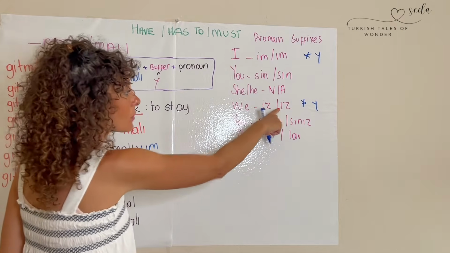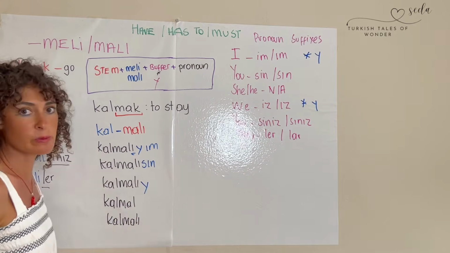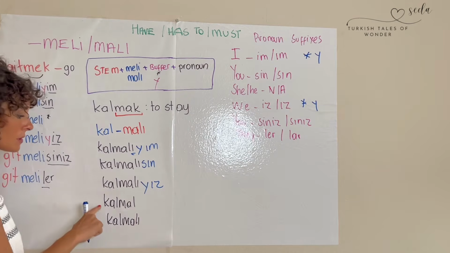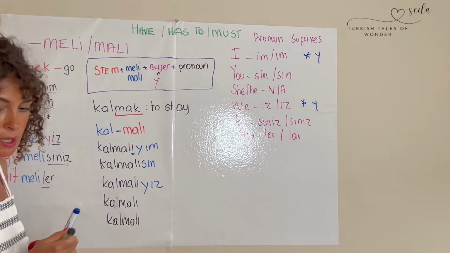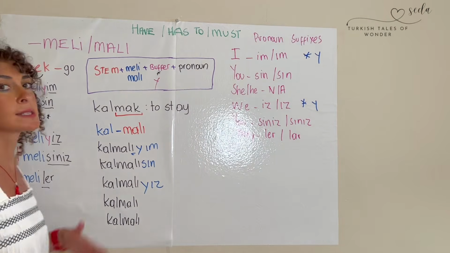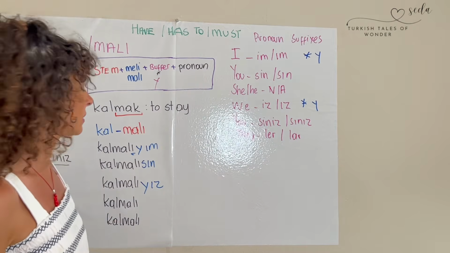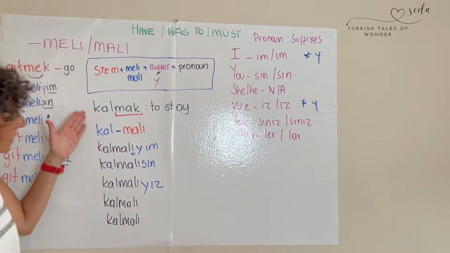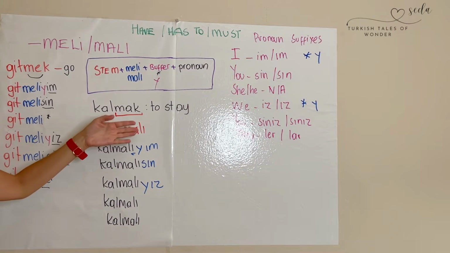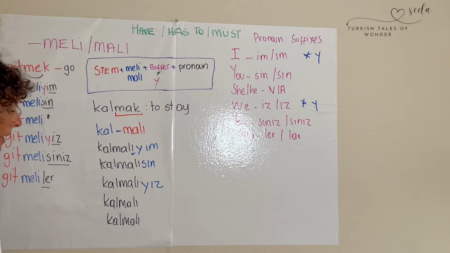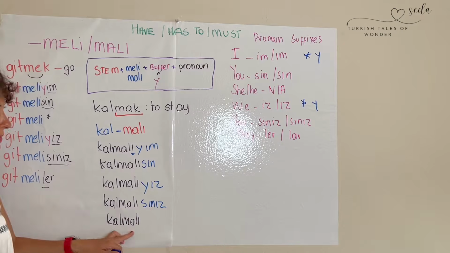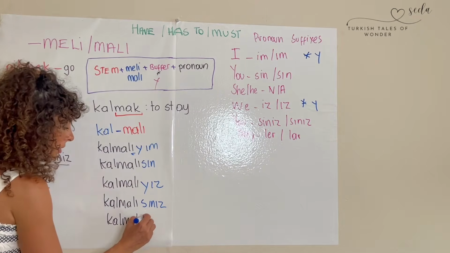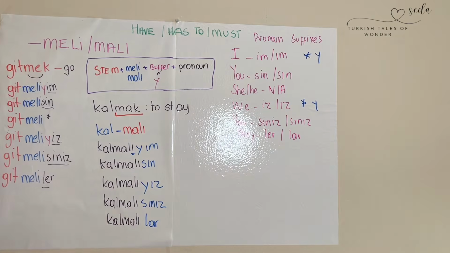Oops. Starts with a vowel, ends with a vowel, puts a buffer. Kalmalıyız, yes. Oh, what is that? I forgot a vowel here. Okay, kalmalıyız. And let's see this one. Singular, formal, or plural. Again, siniz or sınız. And as you can see, if it's malı, then it goes on like that. You don't have to think. Again, kalmalı, sınız. Kalmalı, let's check. Lar, kalmalılar. Okay? I must stay, you must stay.